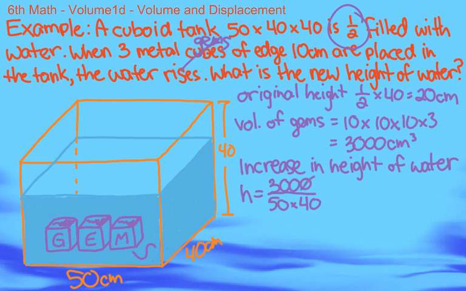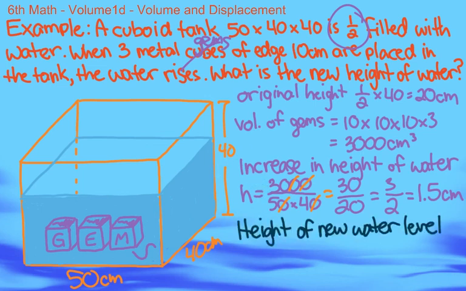So to divide that, we'll do this in a different color here. There's 10 divided, here's another 10 divided, which gives us 30 over 20, which is 3 over 2, which is 1.5 centimeters. But what is that? Hey, that's the height that it changed. Therefore, the height of the new water level, the final height, is that original 20 centimeters plus 1.5, which is 21.5.